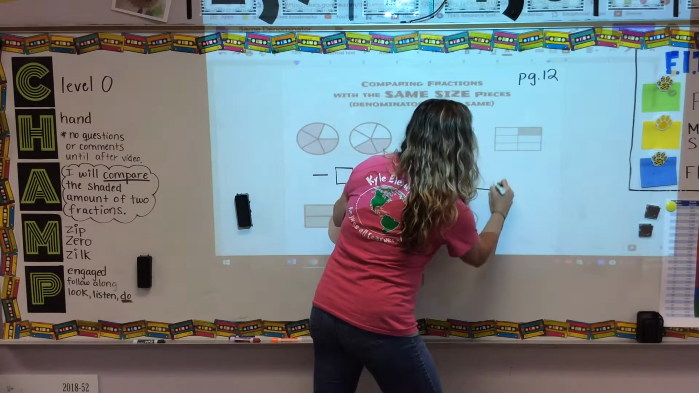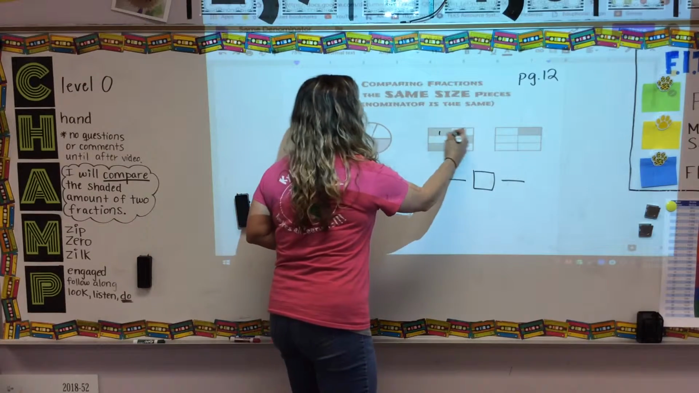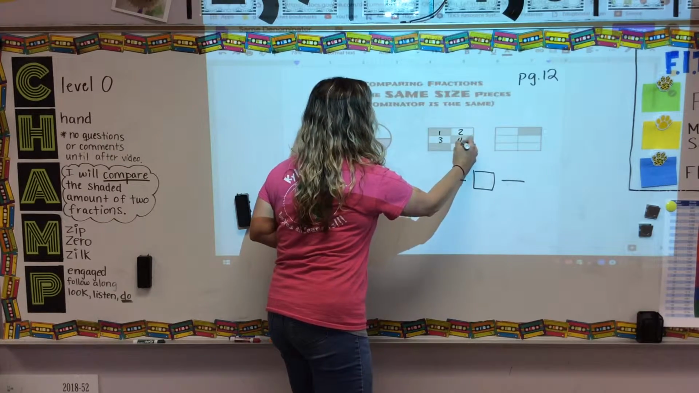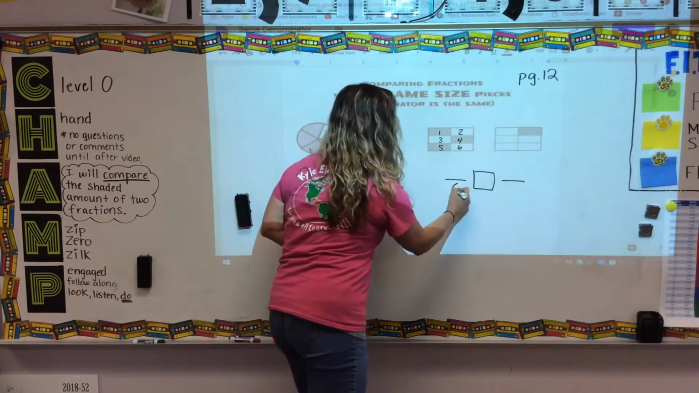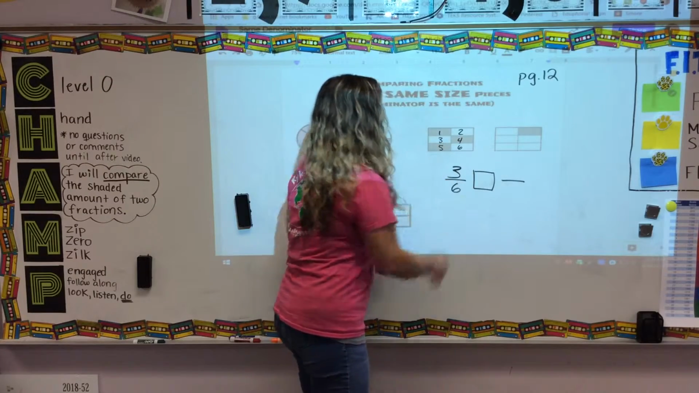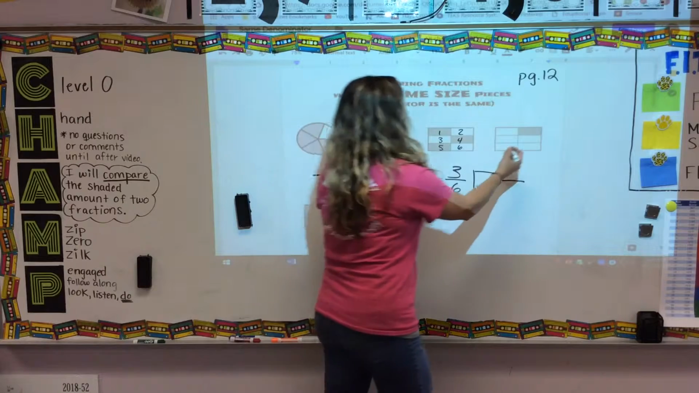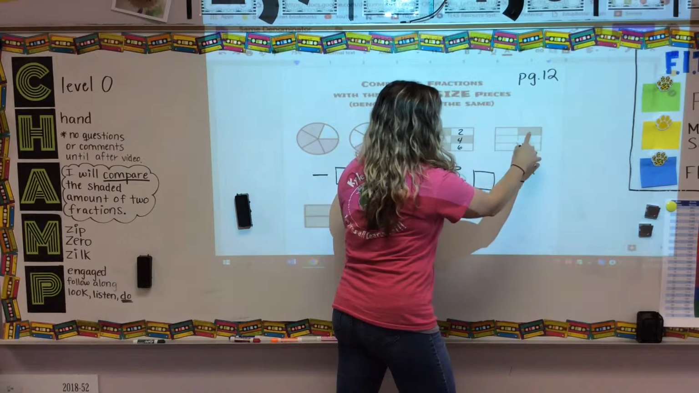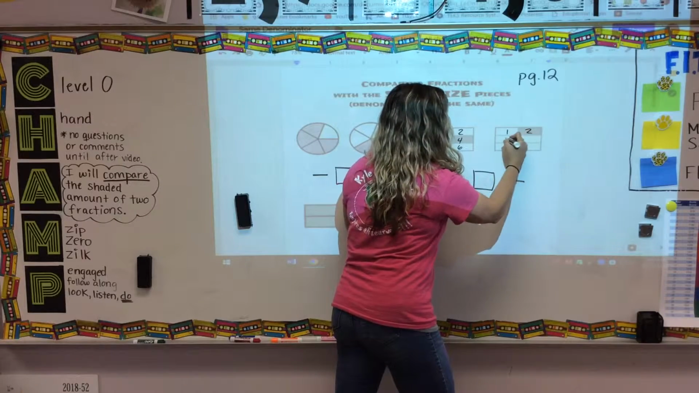All right, when you're comparing these two, same old strategy. Label your parts. So 6, and then 1, 2, 3 are shaded. Okay, so 3/6 are shaded over here. And then I see only 1 shaded. I can go ahead and put that 1.